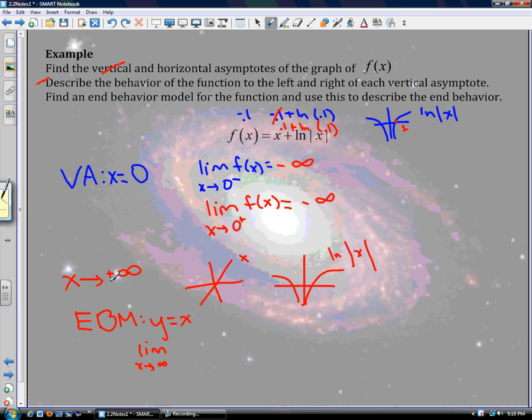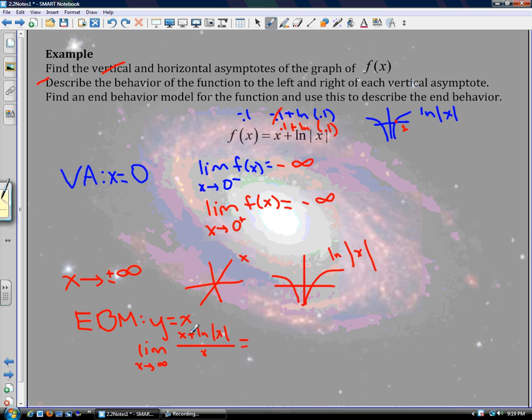Change this to both because I figured them both out in that one. The limit as x goes to infinity of my function. I should probably write this out, because I need to divide. So I have my original function, which is x plus ln of absolute value of x, all over what I think is going to be the end behavior model, which is x. And hopefully we are going to end up with 0 after we evaluate this limit.